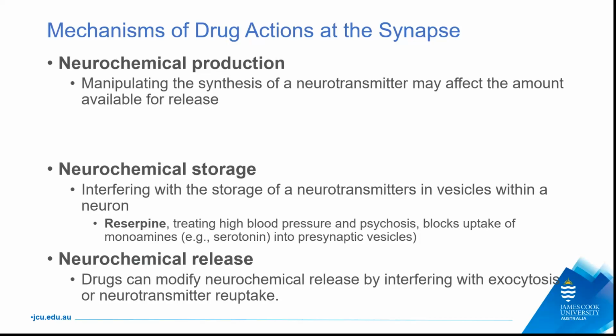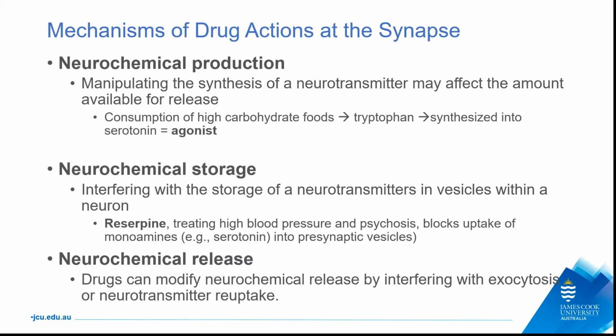Yeah? So the last part would be the chemical release. Okay, modify neurochemical release by interfering with exocytosis. Right, that means the fusion of your vesicles with the membrane and then breaking apart to release the neurotransmitters. Or neurotransmitter reuptake, that's what I mentioned just now, right? So this autoreceptor is involved in taking the neurotransmitters back.